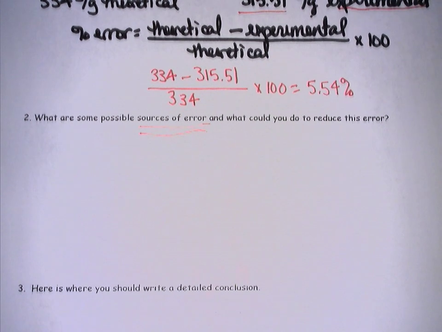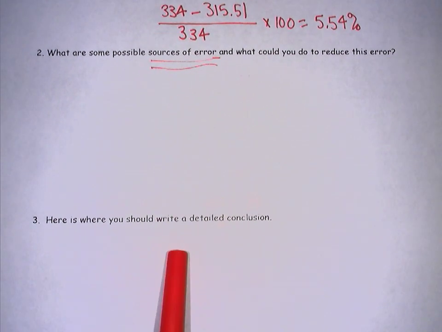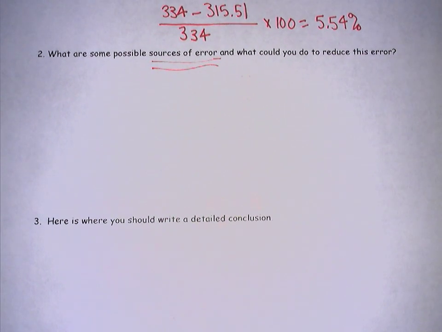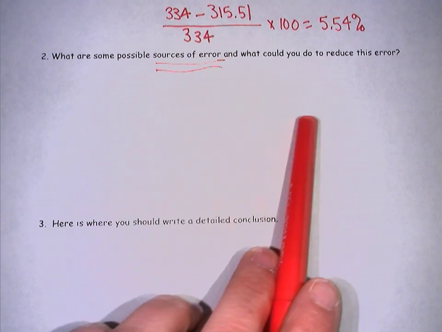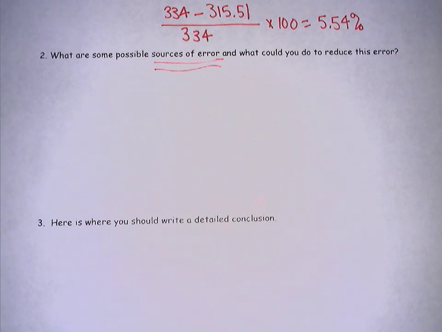And then lastly, once you have that, write a detailed conclusion. What did you do? How did you figure it out? And then talk about your error, sources of error, and maybe what you could do next time to make it better. Okay? Thanks.